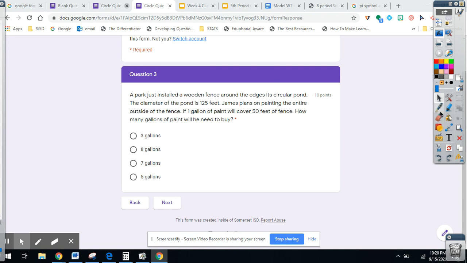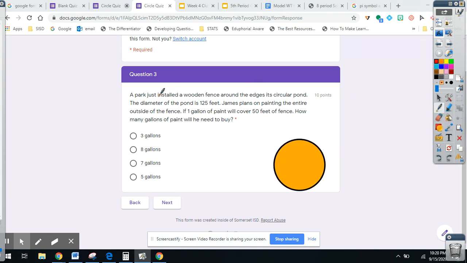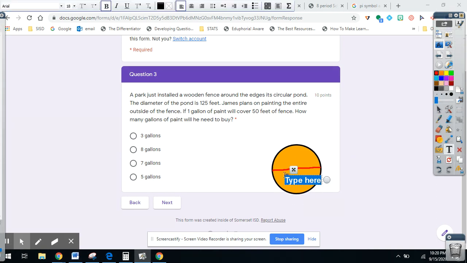So the first thing, we start off with reading it. A park just installed a wooden fence around the edges of a circular pond. So I'm going to stop there. I'm going to draw my circular pond. That's the best I got. The diameter of the pond is 125 feet, so I'm going to go ahead and label my diameter. I don't even know this is important right now. I'm just labeling it so I can see it for later. So that's going to be 125 feet all the way across the pond.